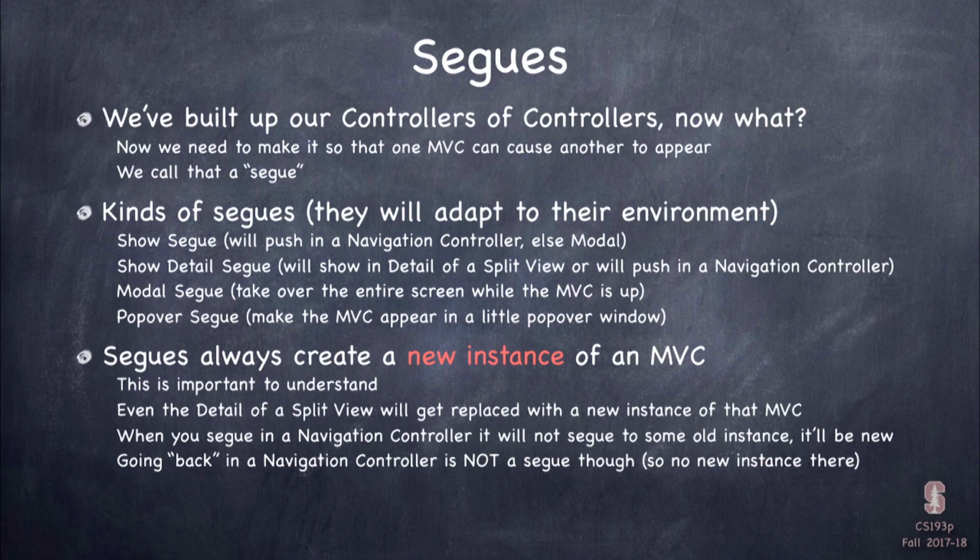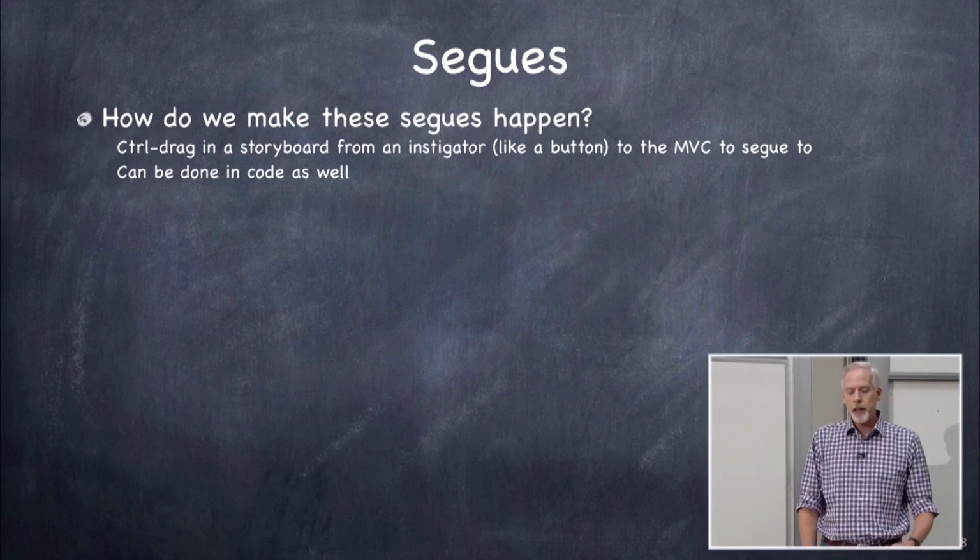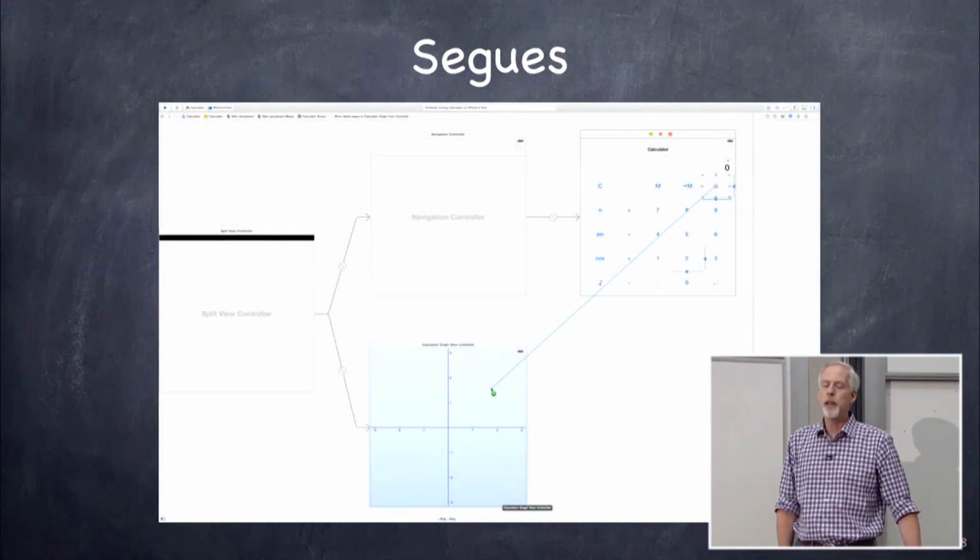By the way, the back button in a navigation controller is not a segue. That's just part of the navigation controller. So when you go back, you're not creating a new MVC. You're going back to the one that was on the stack underneath. All right, so how do we make these segues happen? Control drag. We do control drag for everything, okay? It can also be done in code as well, and I'll show you how to do that in the demo too.